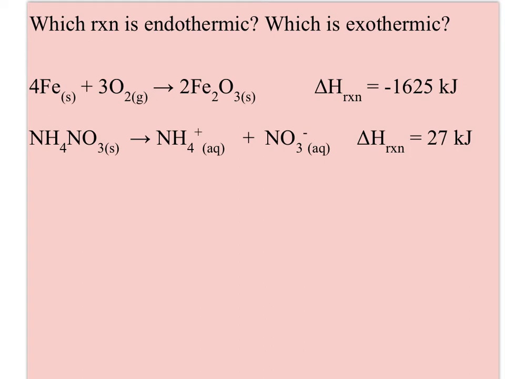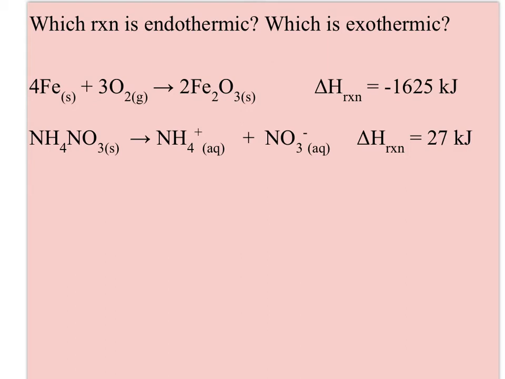So I've got two equations here, and one of these is endothermic and one is exothermic. What I've done is I've written the balanced equation, and I've just included the delta H value after the equation. In the first one, since the delta H value is negative, that's my hint that it's releasing heat, or is exothermic. And for the second equation, because the delta H value is positive, this is an endothermic reaction.